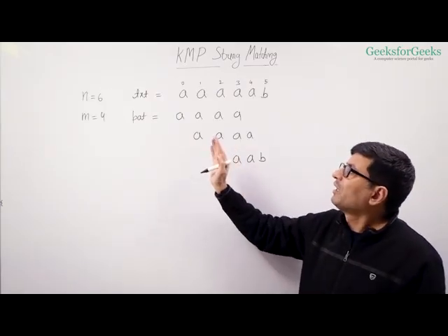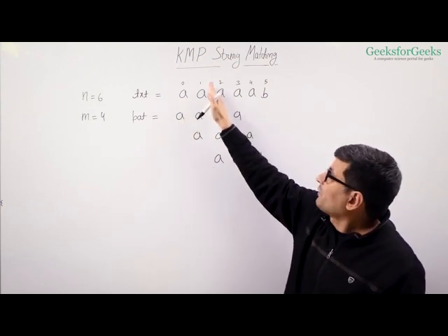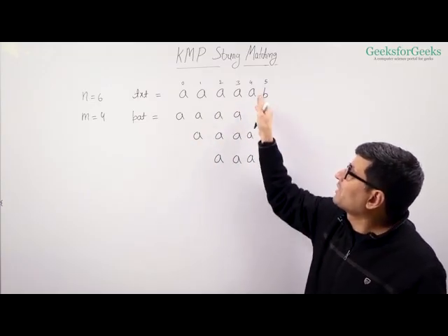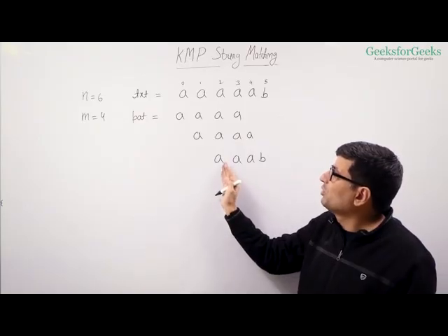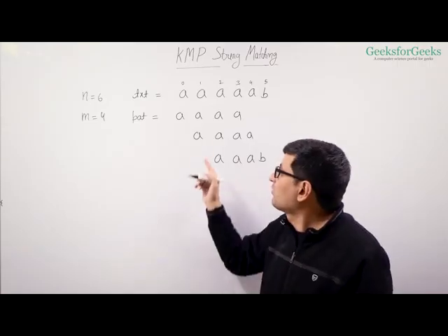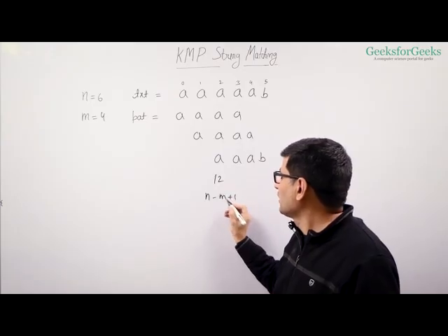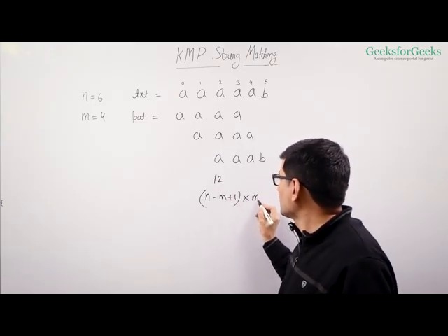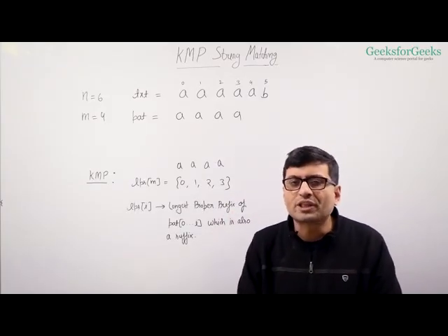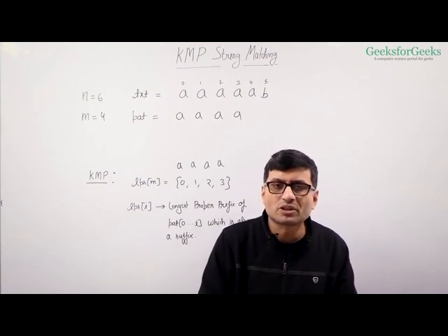In this example, naive algorithm first started with window at shift 0, did 4 comparisons, then shifted the pattern by 1 and again did 4 comparisons, then shifted the pattern by 2 and again did 4 comparisons. So how many comparisons naive algorithm did here? 4 plus 4 plus 4, 12, which is (n minus m plus 1) into m in the worst case. That's the worst case number of comparisons that your naive algorithm is going to do. Let us now get an idea of KMP string matching algorithm, and how KMP is going to work better than the naive for this particular example.